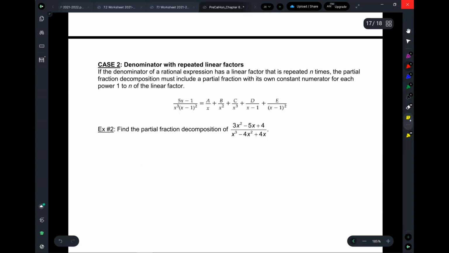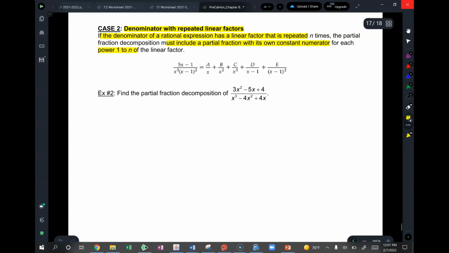Now for case 2. Case 2 is when the denominator has linear factors, but they're repeated with greater multiplicities. If the denominator has a linear factor that is repeated, you must include a partial fraction with its own constant numerator for each power 1 to n. Okay, that's a very confusing sentence. But let's take a look.